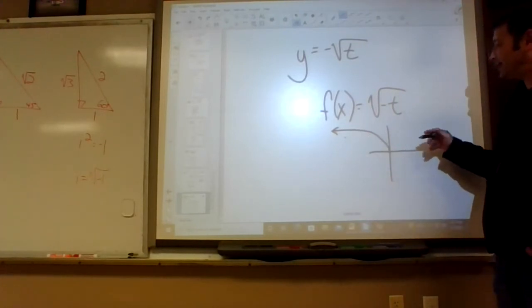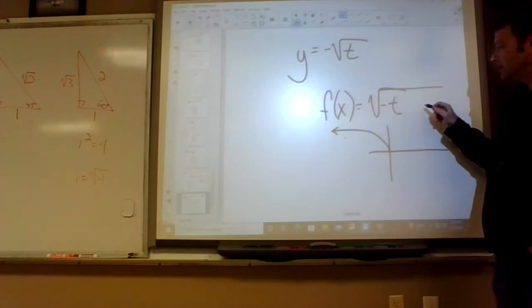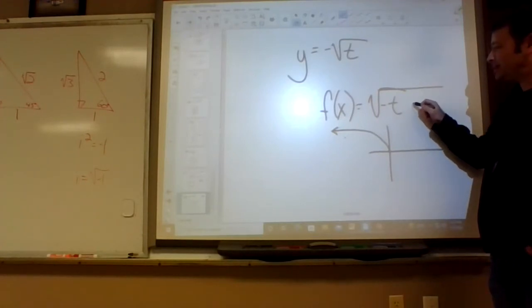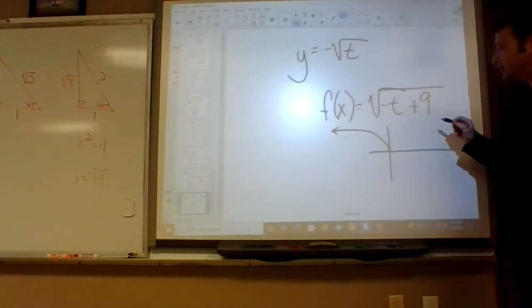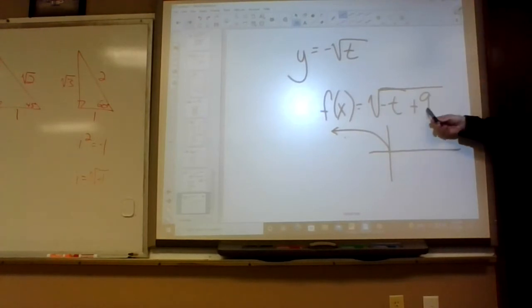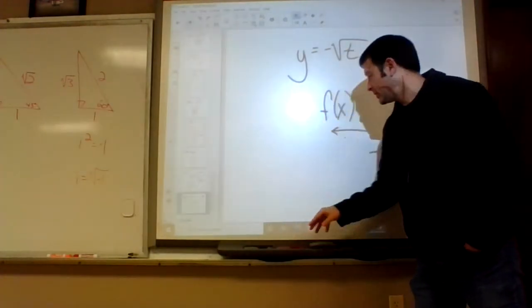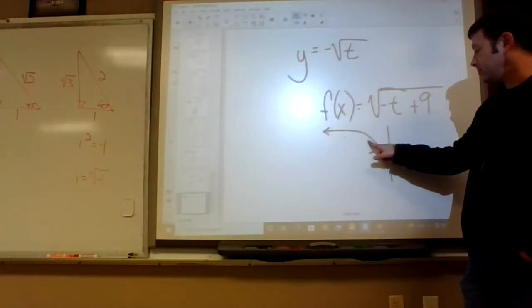Anyway, everything flips horizontally. What do you think the 9 does to it? 9 minus t is the same thing as negative t plus 9, so it moves it left 9. If the 9 was outside, out here, it would go up 9. But if it's right on the t, it moves it left 9. Let's see if that works. Yeah, it does.